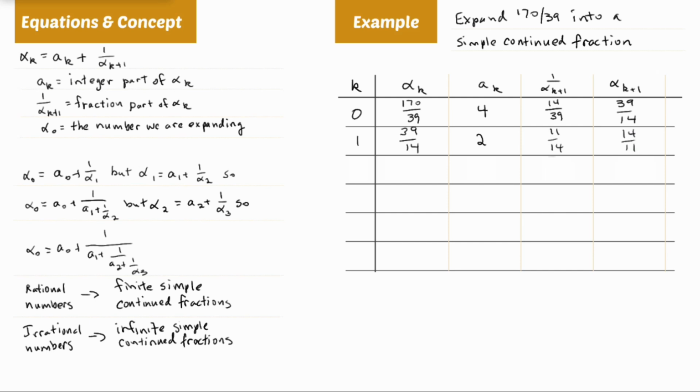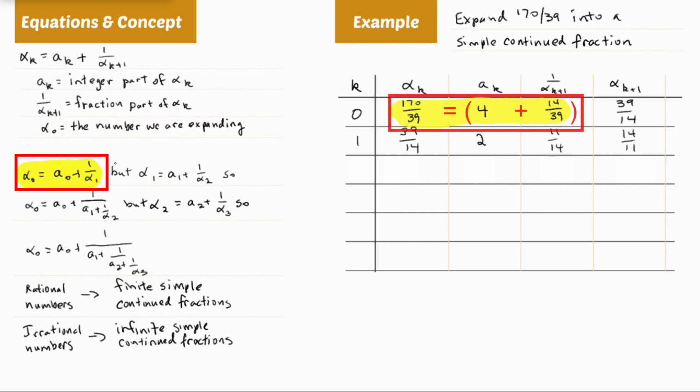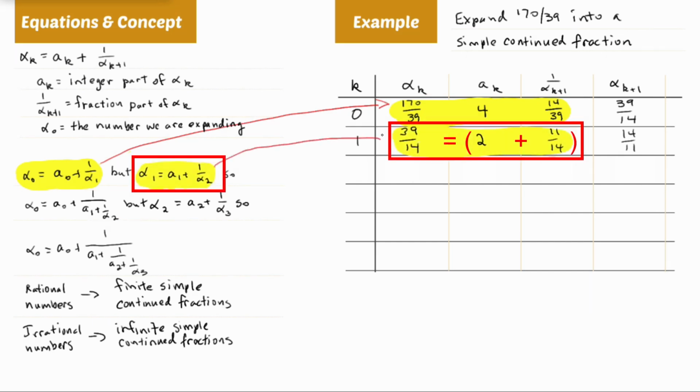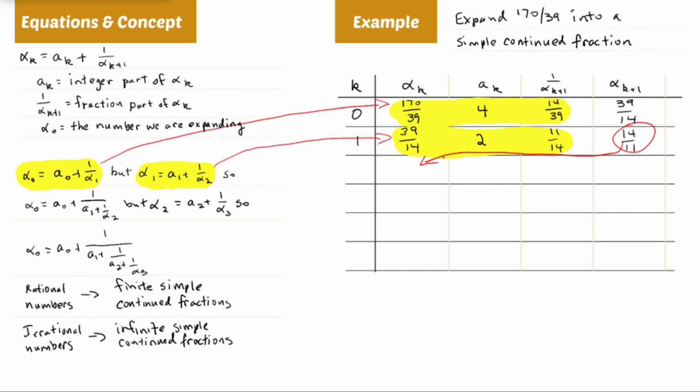Just to make sure you're following, this equation and this one are the same. They are both for k equals 0. The one in the table has the numbers substituted for the variables. And these two equations are also the same. They are for k equals 1. And finally, the last column from each row is just copied into the first column in the next row. Can you do the next row? Hit pause and give it a try.